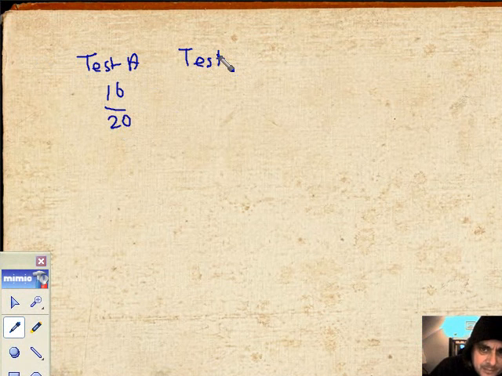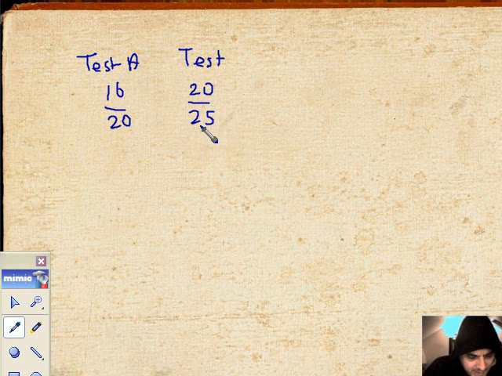Question 5 says Darren gets 16 out of 20 in test A. So test A, he gets 16 out of 20. Let me just set up the question. And test B, Darren gets 20 out of 25. That's what it says there. And the question is, in which test did he do better?